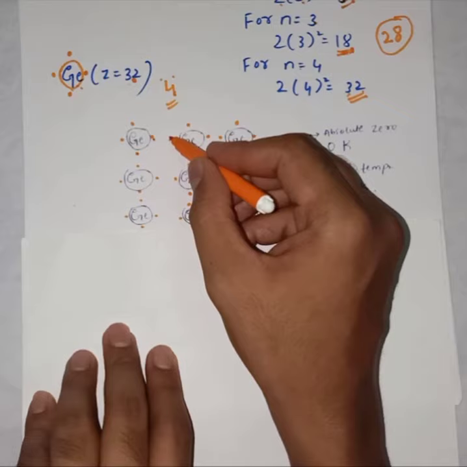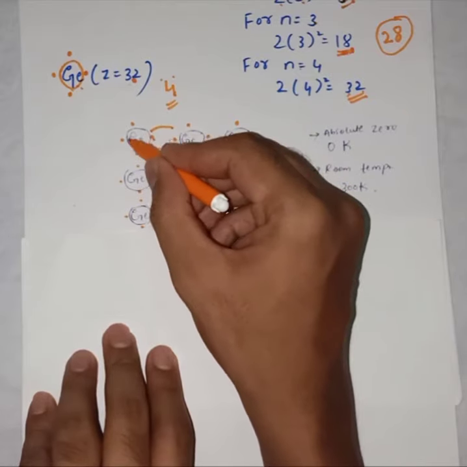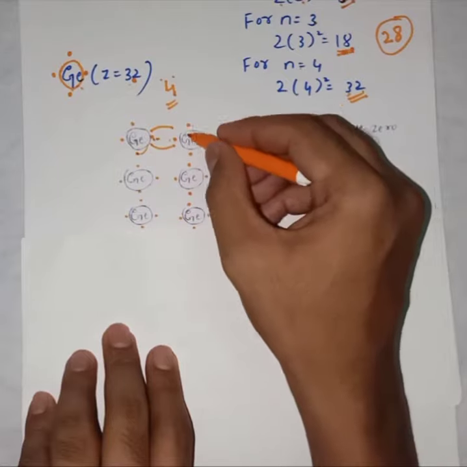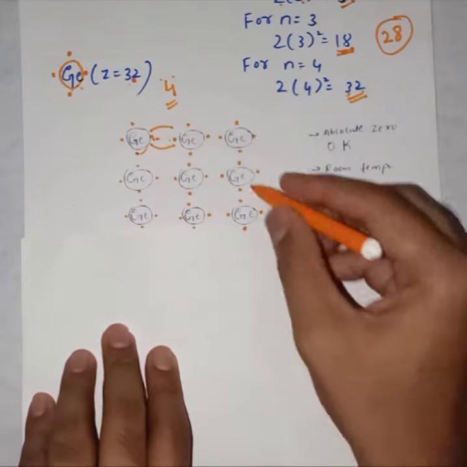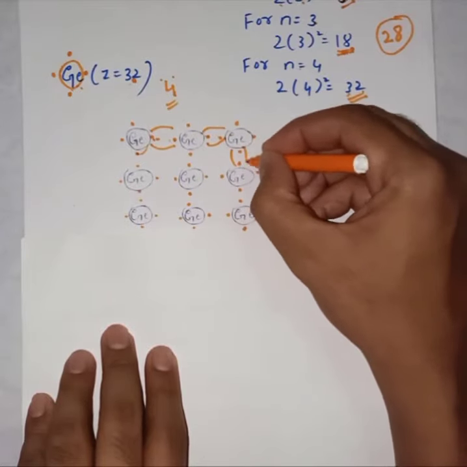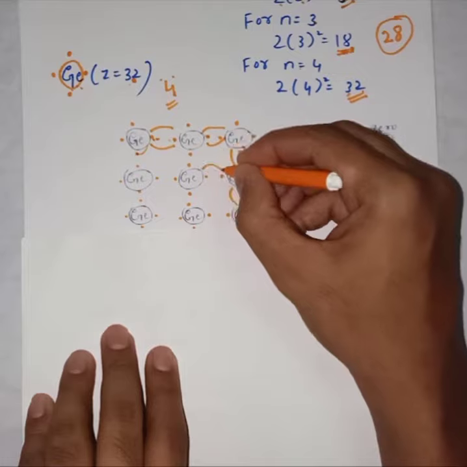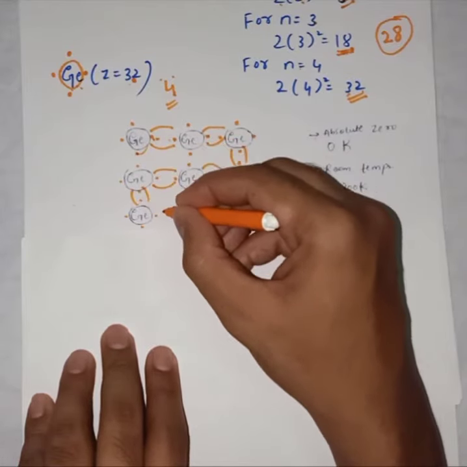These electrons will form a bond. This germanium shares this electron, and this germanium shares this electron, and forms a covalent bond. So this also forms a covalent bond. These 2 electrons form a covalent bond. These bonds are called covalent bonds.